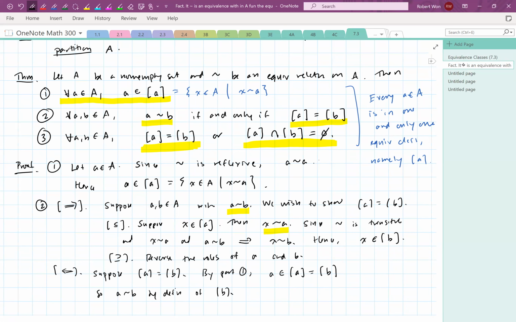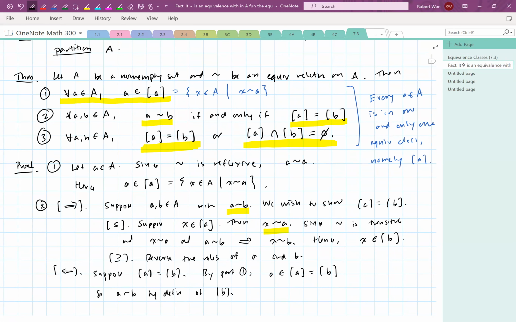And every element is even or odd, but not both. That means precisely that these two subsets cover every integer, but are disjoint. Every element is in exactly one. So that's a nice example of a partition.